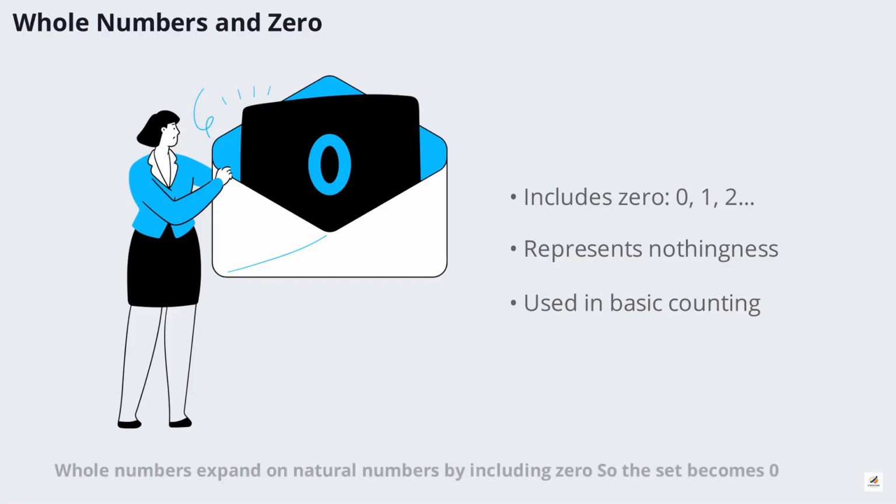Whole numbers expand on natural numbers by including zero. So the set becomes 0, 1, 2, 3, and so on. Zero acts as the starting point and is essential in mathematics for representing nothingness or a neutral value. Whole numbers are used in situations where having nothing is a valid answer, such as when counting the number of objects left after giving some away. This simple addition of zero makes a big difference in how we approach problems.